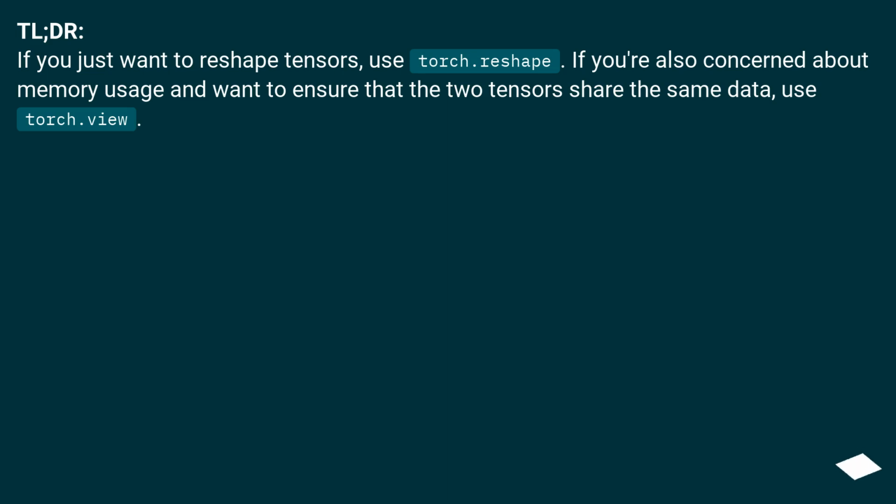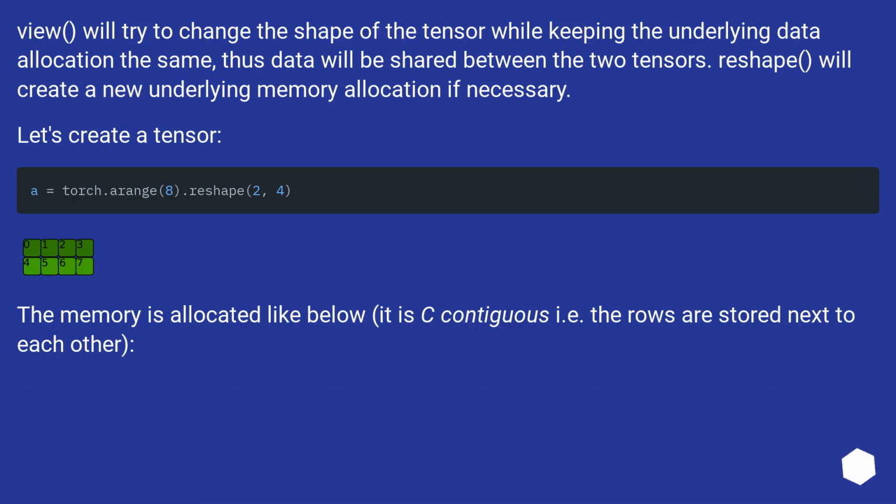TL;DR: if you just want to reshape tensors, use torch.reshape. If you're also concerned about memory usage and want to ensure that the two tensors share the same data, use torch.view. View will try to change the shape of the tensor while keeping the underlying data allocation the same, thus data will be shared between the two tensors. Reshape will create a new underlying memory allocation if necessary.